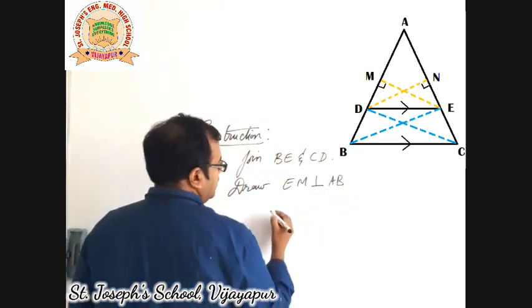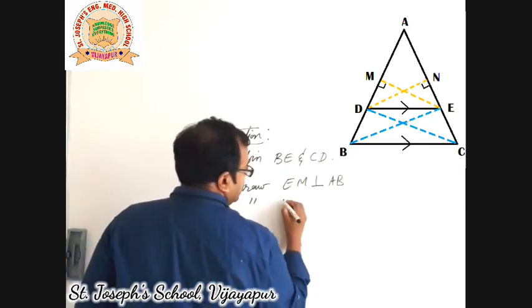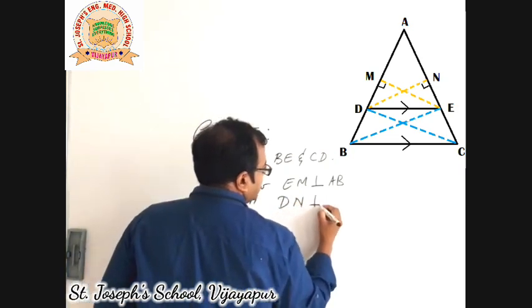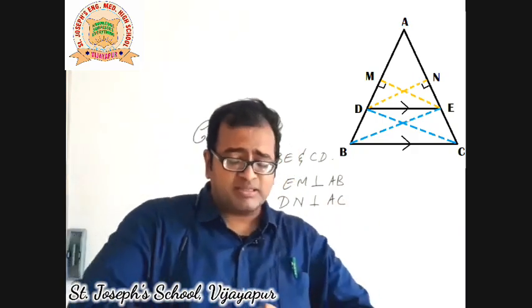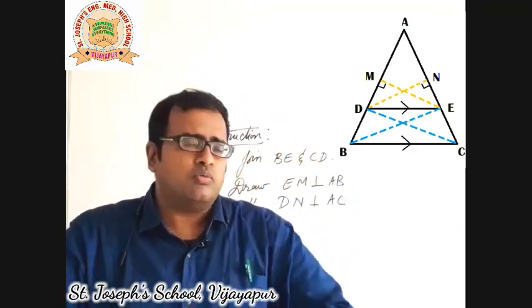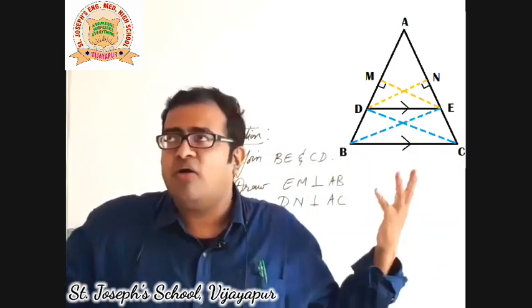Similarly, draw DN perpendicular to AC. Now the question is, sir, how do we remember that this is supposed to be done? How do I just get it from mid-air? How do I get it?